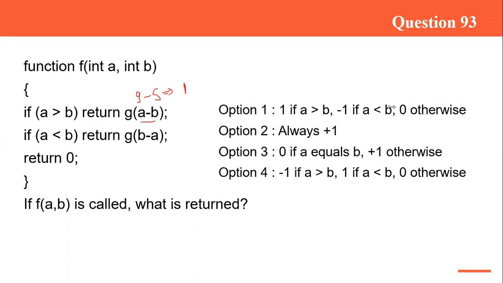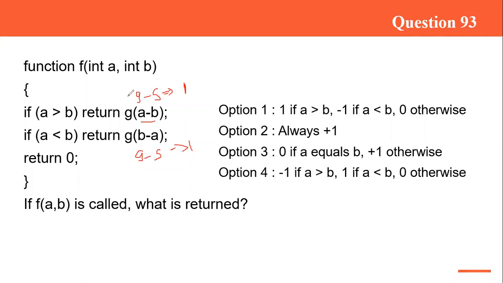Am I right? Yes. In the same way, if you are doing A less than B, you are doing B minus A. That means A is the smaller number, B is the greater number. That means again we are doing greater minus smaller. Greater minus smaller means it will return 1 only. You agree? I hope you got it.